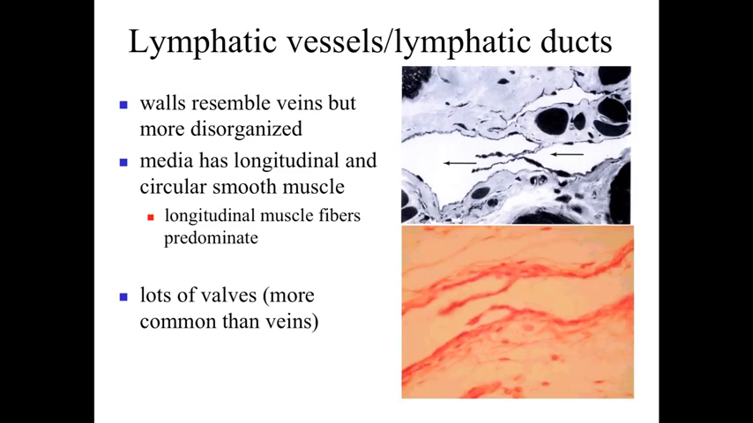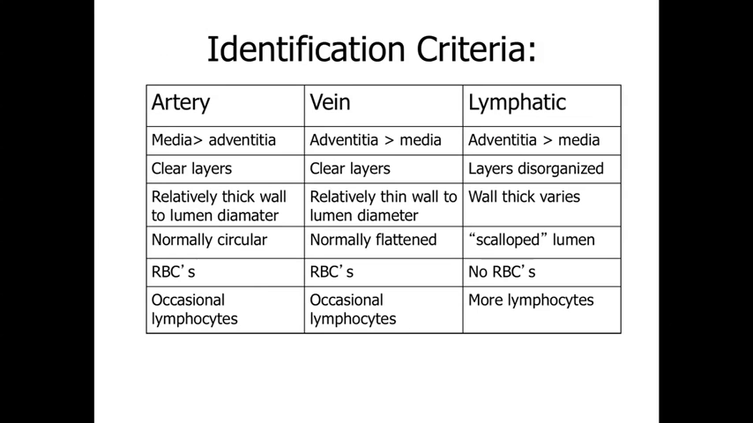Take a look at it. If it has a good wall structure and valves, you're probably talking about a vein. If it doesn't have a real organized wall structure and has some valves, you're probably dealing with a lymphatic vessel. And again, you're more likely to find red blood cells within a vein, whereas you're going to find nucleated white blood cells when you're taking a look at these lymphatic vessels.